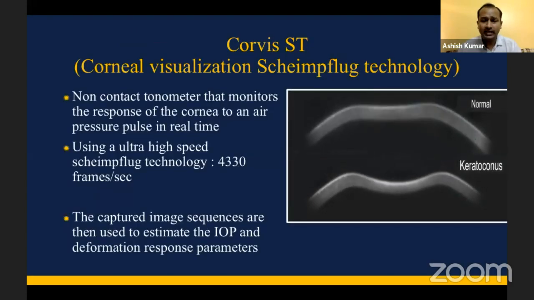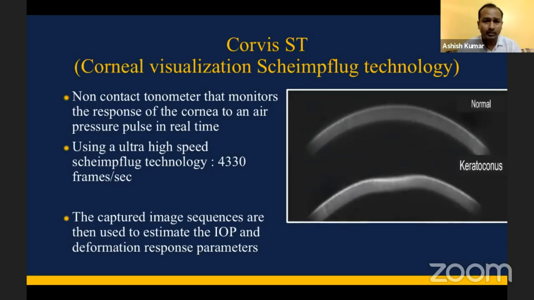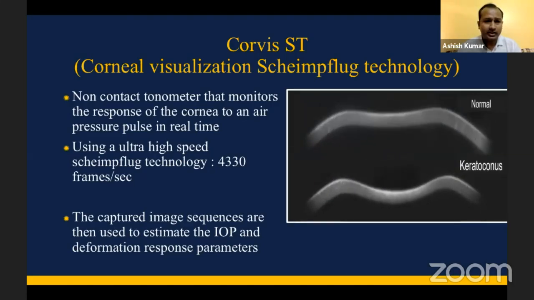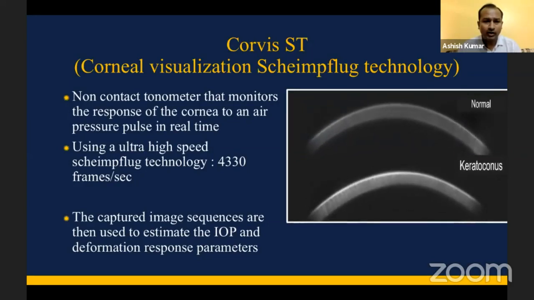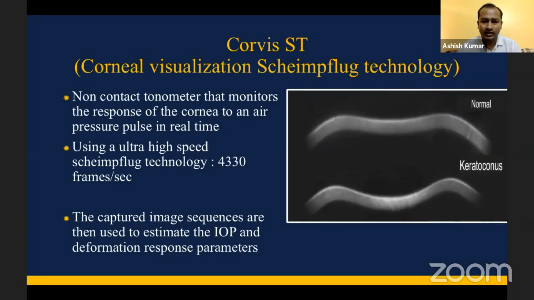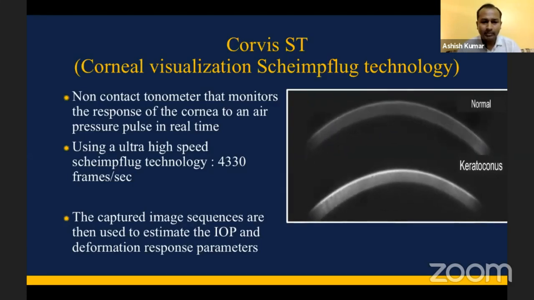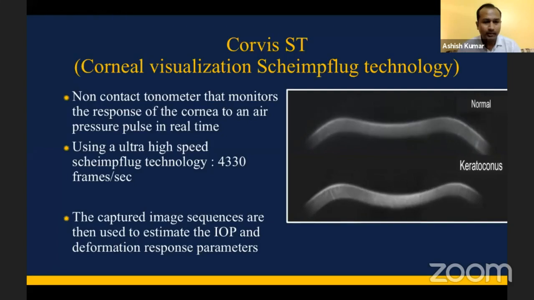So Corvis ST is the most commonly used biomechanical device in the market, and it's a second generation update in this machine. And it's basically a non-contact tonometer that monitors the response of the cornea to an air pressure pulse in real time. It uses an ultra-high speed Scheimpflug technology where the images are captured around 4,000 frames per second. The captured image sequences are then used to estimate the IOP and deformation response parameters.